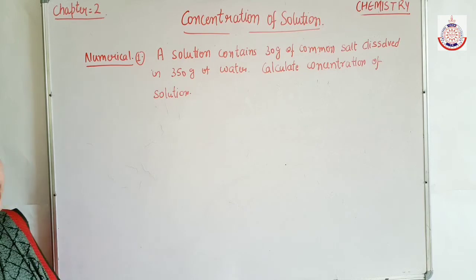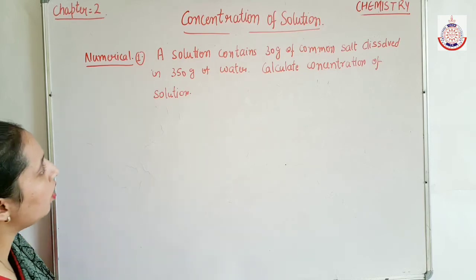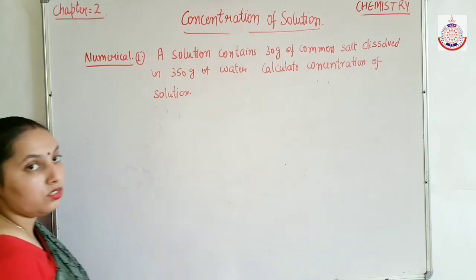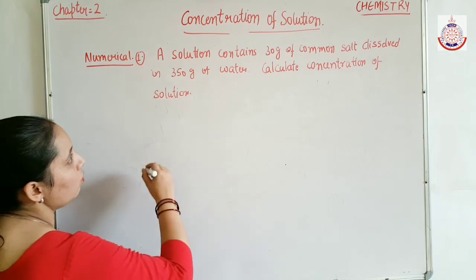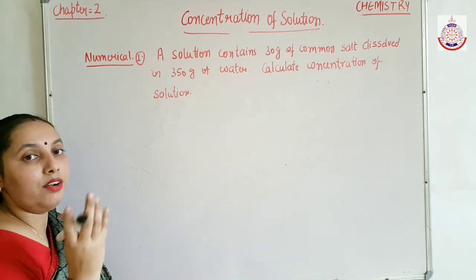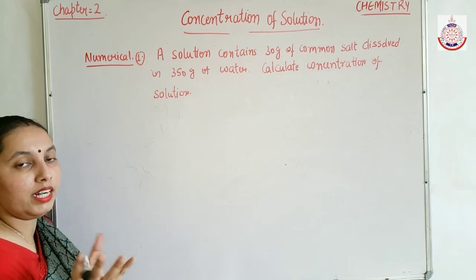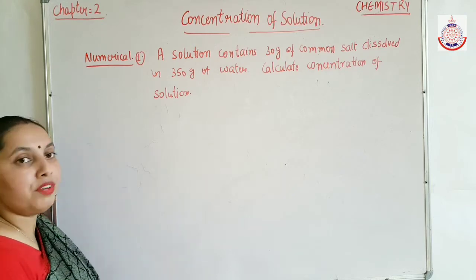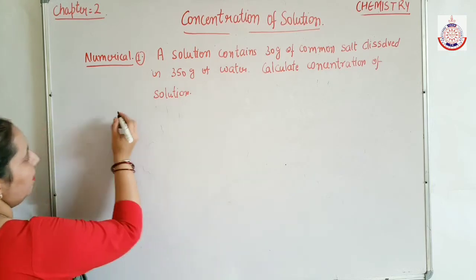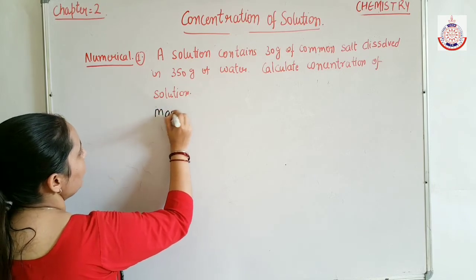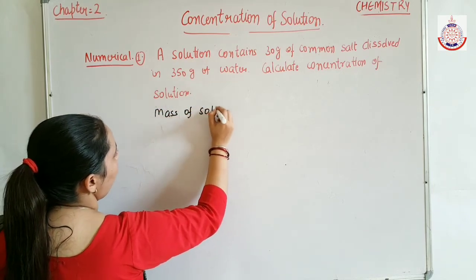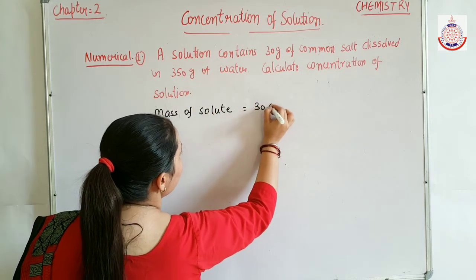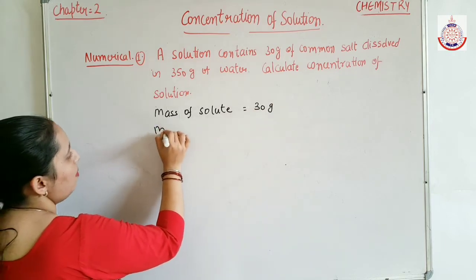A solution contains 30 gram of common salt dissolved in 350 gram of water. Calculate the concentration of the solution. So firstly, in this question, what is given? It is given that we have 30 gram of common salt, and that 30 gram of common salt we are going to dissolve in 350 gram of water. So firstly write down the mass of solute. Here the solute is common salt. The mass of the solute is given, that is 30 gram. And what is the mass of solvent?